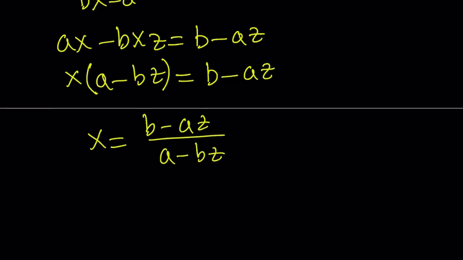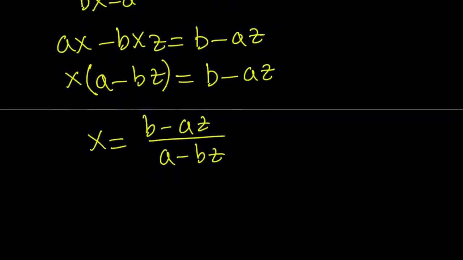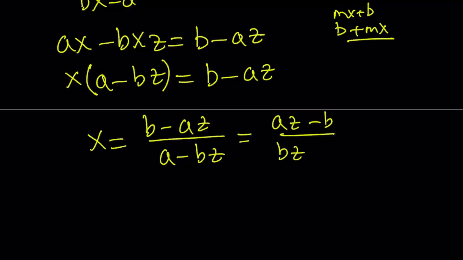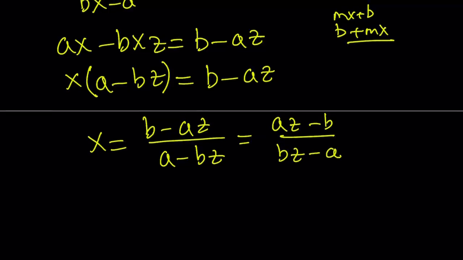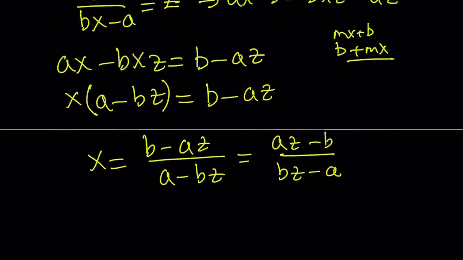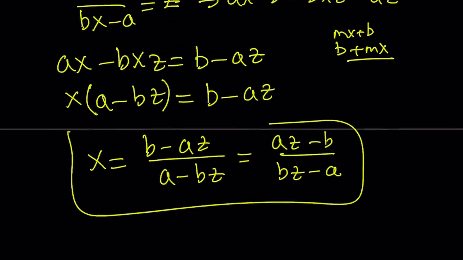Now, one thing that I would like you to do here is to negate both the numerator and the denominator, because you want to have the main variable first, kind of like standard form. Like how we write mx + b for linear functions, but we don't want to write it as b + mx. Even though it is correct, it doesn't look standard. So let's write it as (az − b)/(bz − a). You can obtain this by multiplying both the top and the bottom by −1, which is equivalent to multiplying by 1. Great. So x is equal to that.